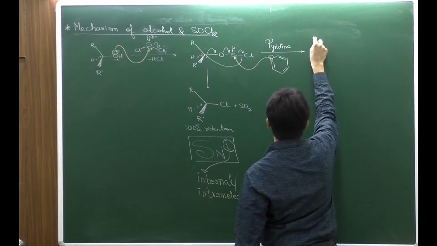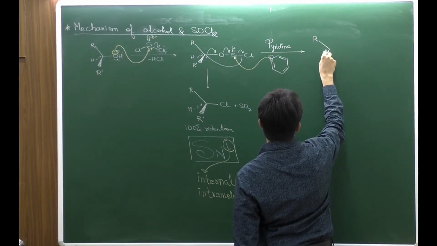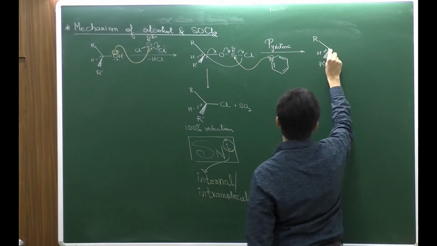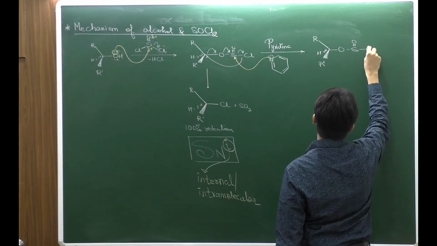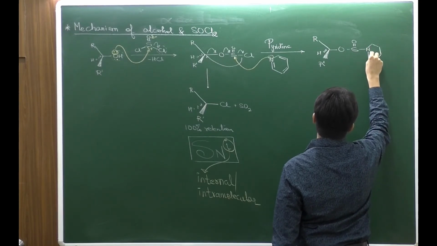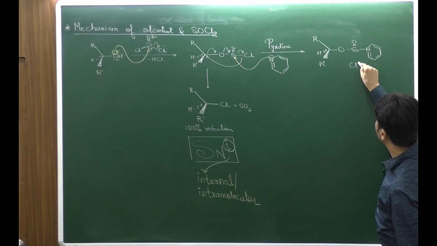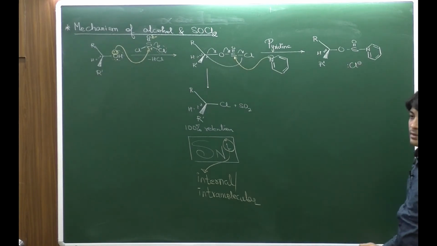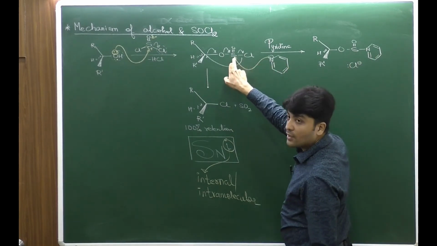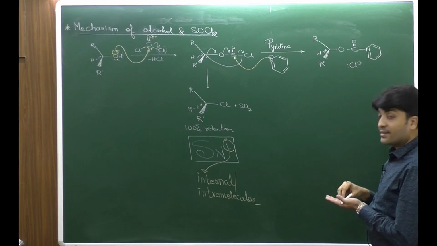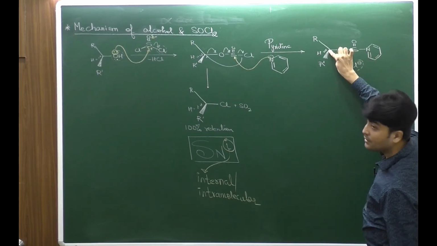Now what does it give? It gives R, front, back, we have H, R dash, and then O, S double bond O, coordinated with nitrogen, and the entire ring will be placed here. Correct? And the Cl minus is present here. Now the moment the pyridine gets bonded to the sulfur, the Cl minus as a nucleophile has a tendency to attack the electrophilic carbon here.